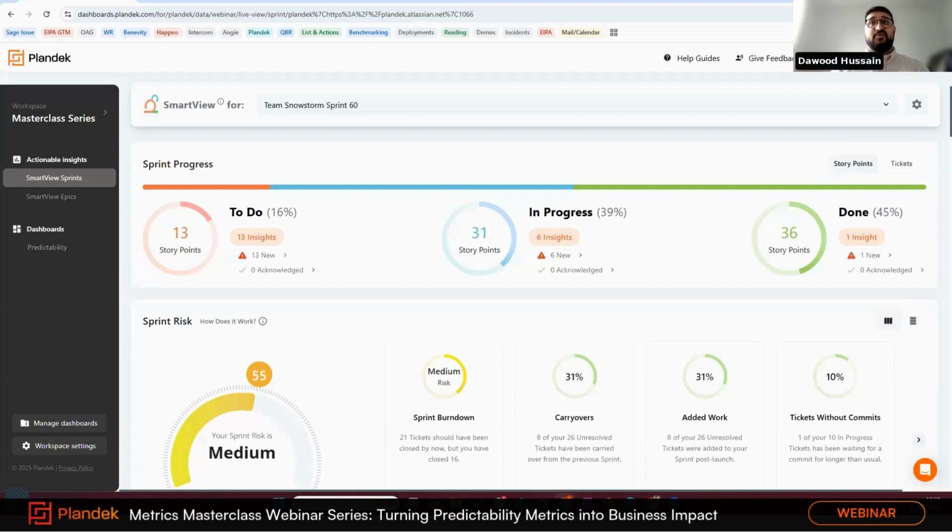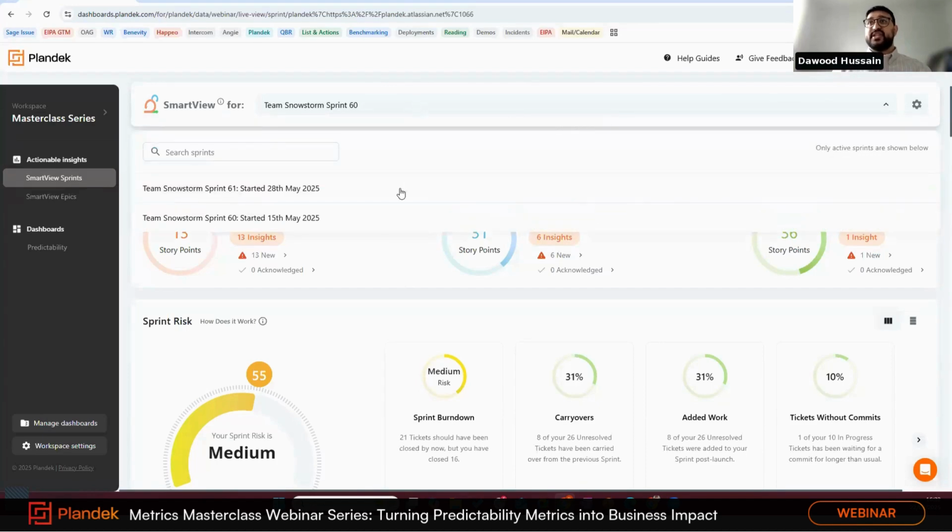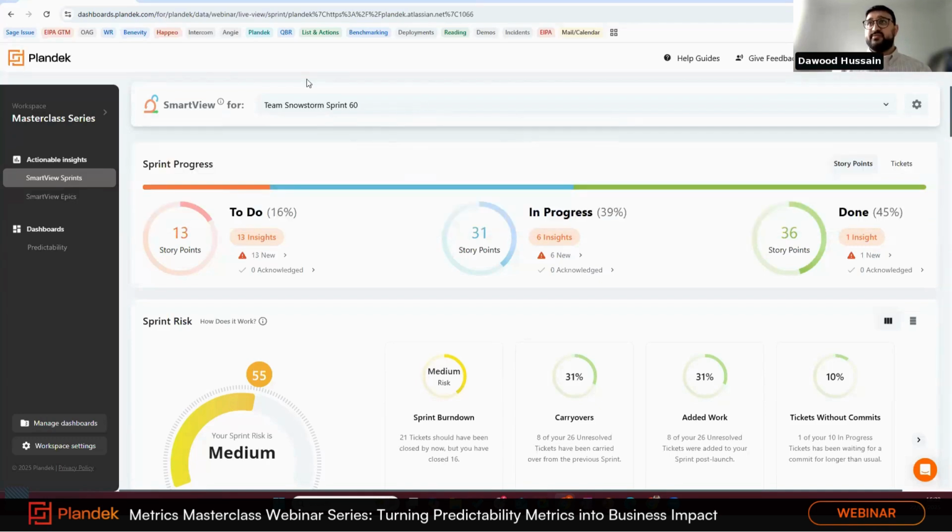And that's why we built these things called actionable insights. Within them, we've got Smart View sprints and Smart View epics. Now, in this drop down, you'll see the current active sprint. So we're in Team Snowstorm Sprint 60. The first thing I wanted to point out is we can look at the sprint progress in tickets or in story points. Currently it's in story points.